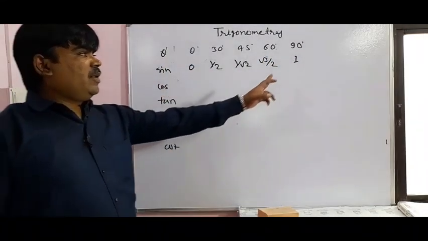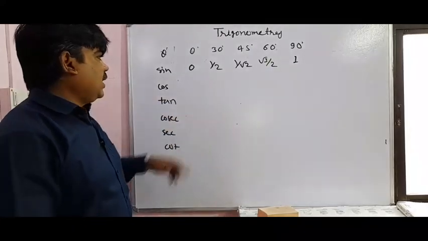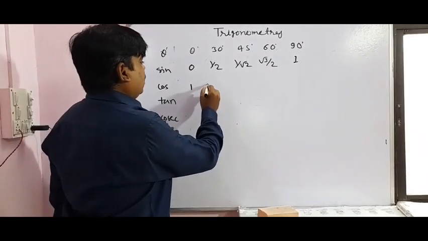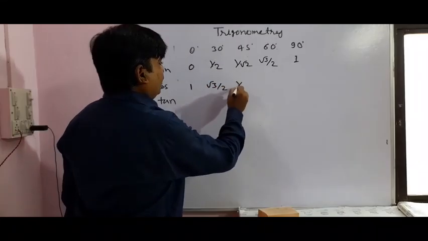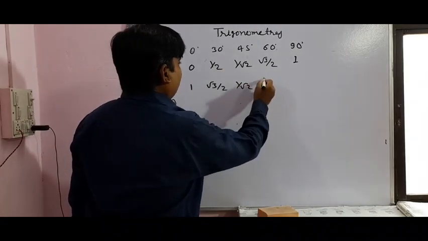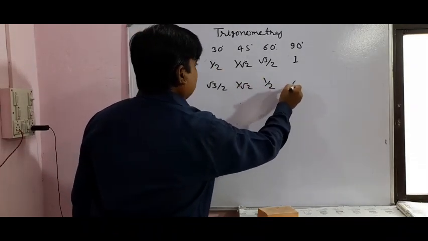Now write these values from the opposite side for cos theta. So it will be 1, root 3 upon 2, 1 upon root 2, 1 by 2, and 0.